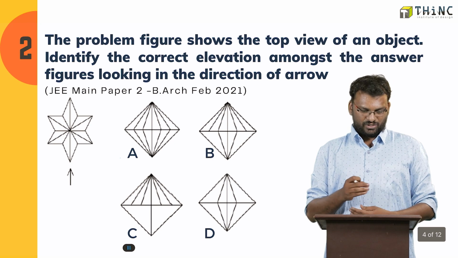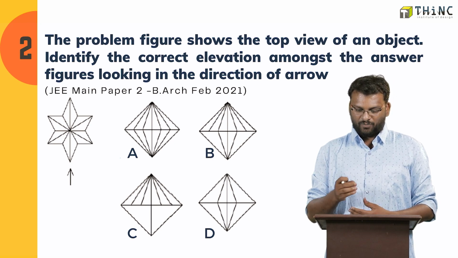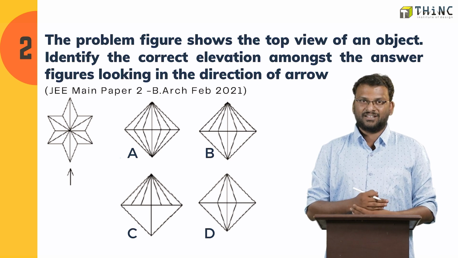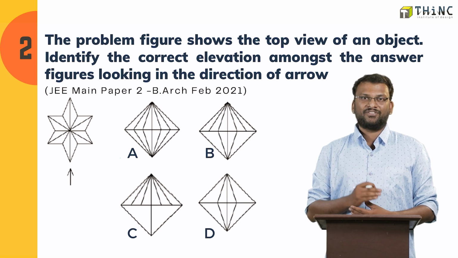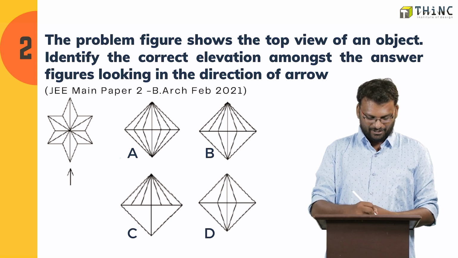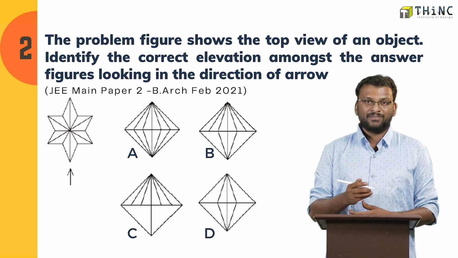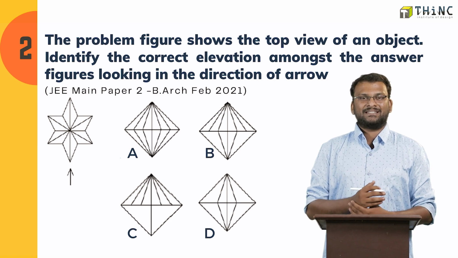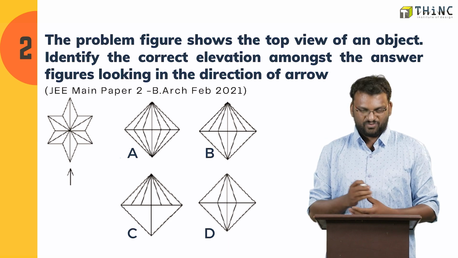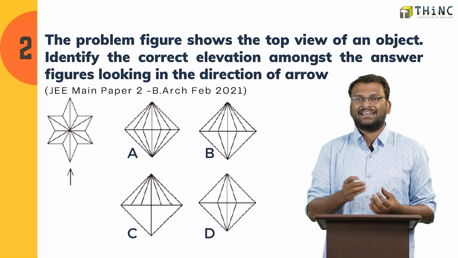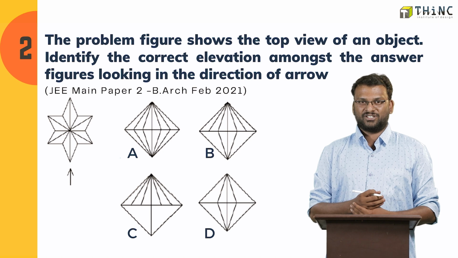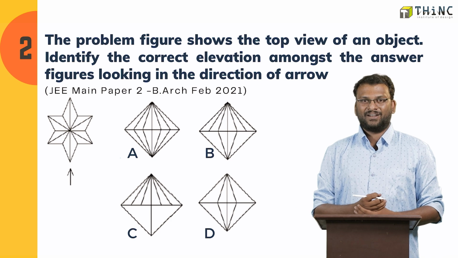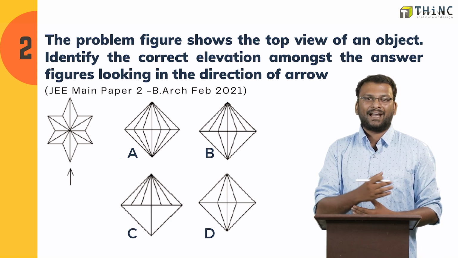Question number 2. The problem figure shows the top view of an object. Identify the correct elevation amongst the answer figures looking in the direction of the arrow. You are provided with a reference arrow as in the previous case, so you need to look from the direction of the arrow. Actually it's a computer based exam, not a paper-pen based exam, so the techniques we provide here are entirely based on the computer based examination. On paper we can do anything, like draw it separately, but in a computer based examination we can only imagine things.